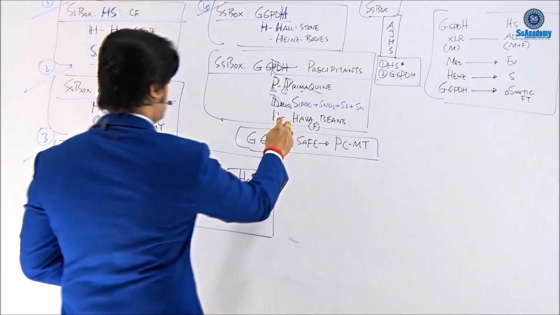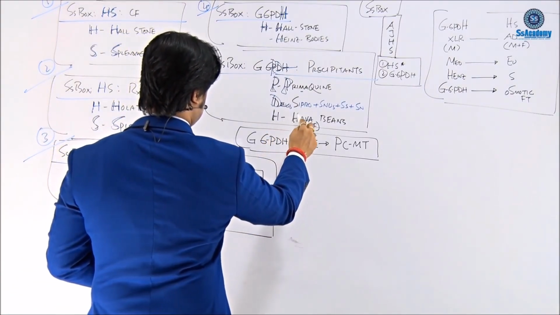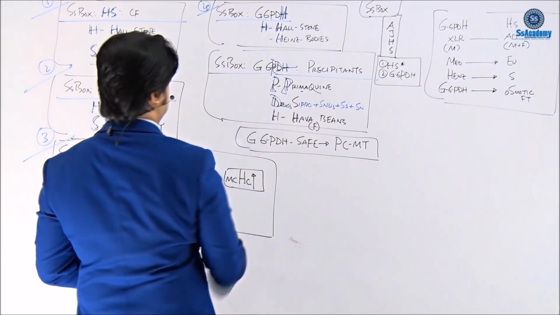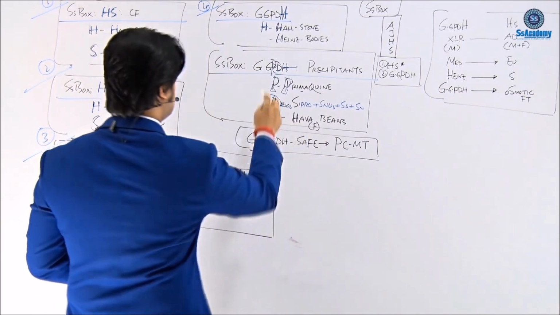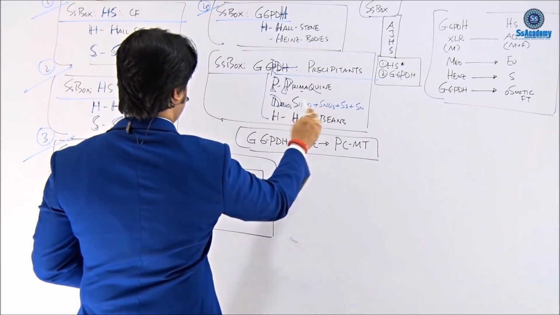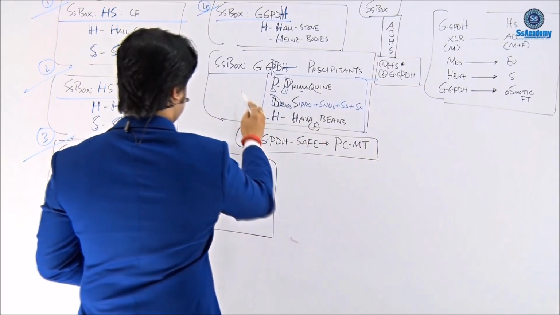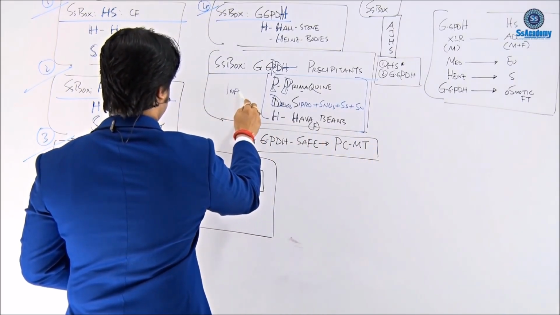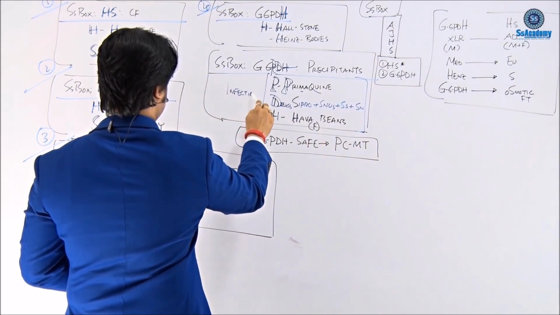And H for fava beans, or broad beans, that is also you need to remember. And of course, infections can also precipitate it.